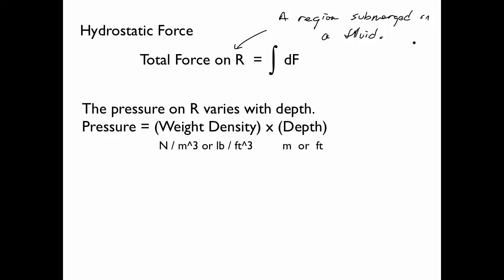Okay, pressure. The reason force varies with depth is because pressure varies with depth. So pressure on R varies with depth, and this is what she was talking about. The weight density of the fluid is important. The heavier the fluid is per unit, the more pressure it creates, because you're sitting under something heavier. If you're under a more dense fluid, there's more weight coming down on top of you. That weight density is in newtons per meter cubed or pounds per foot cubed, of the liquid. Times how far down you are gives the amount of pressure at that depth.